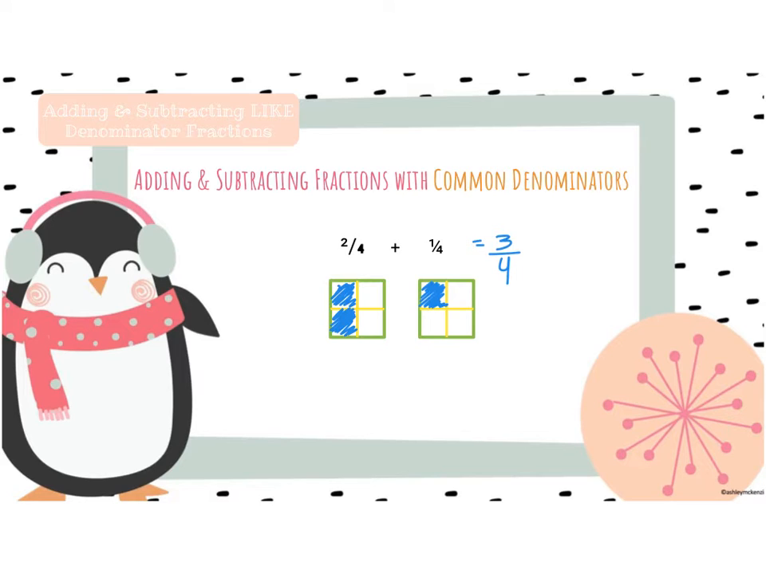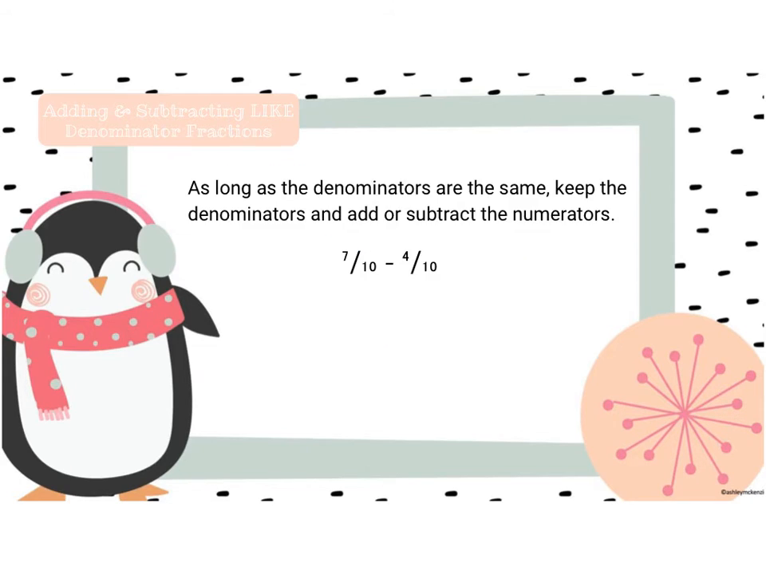Now the reason I can just add my numerators together, remember my numerator is my top number, is because the denominator is the same. I'm adding the same number of pieces out of the same total. Does that make sense? They both are out of 4. They both have 4 total pieces here. But I have 2 here plus 1 here, so that makes 3, and it's still out of 4. The denominator's not going to change. It's going to stay the same. Okay? Let's look at another one.